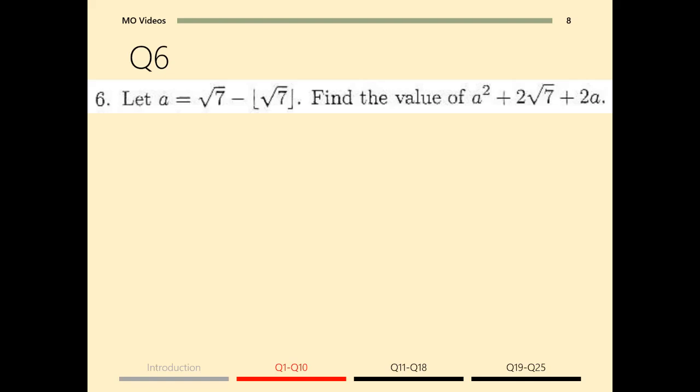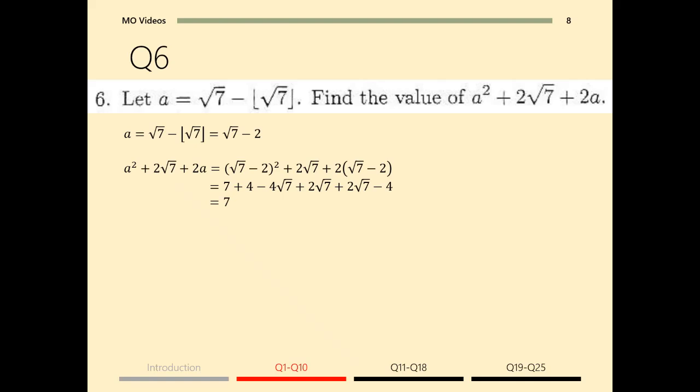Next question. Again, pause the video if you need to, although this should most likely be one of the easier questions. Okay, so since 7 is between 4 and 9, the floor function of root 7 is 2. So we substitute a equals root 7 minus 2 into the expression. We simplify as follows, and we reach a final answer of 7.